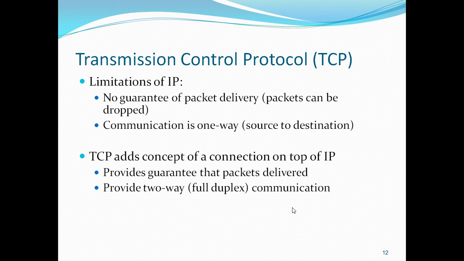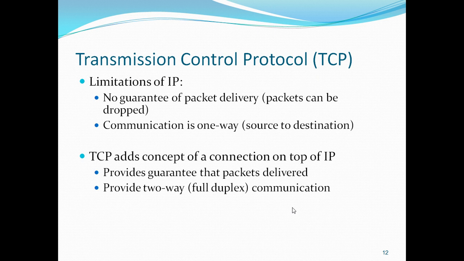The second protocol is TCP, that is Transmission Control Protocol. To overcome the limitations of IP, TCP arrived. So what are the limitations of IP? In IP, there is no guarantee of packet delivery, which means a packet can be dropped anywhere in the network. Communication from the source to the destination is only one way, so it is only half duplex. Half duplex means communication is enabled in only one direction.